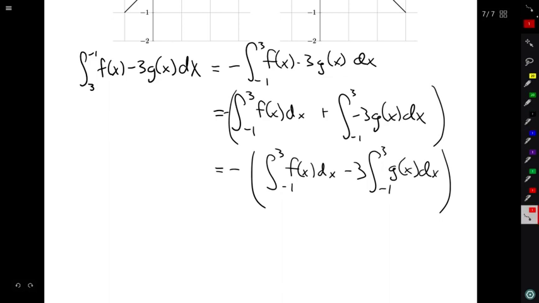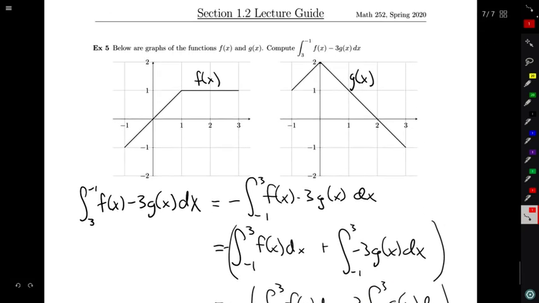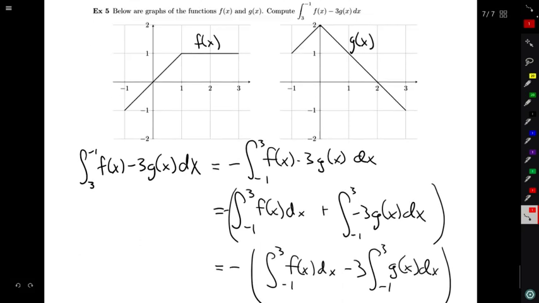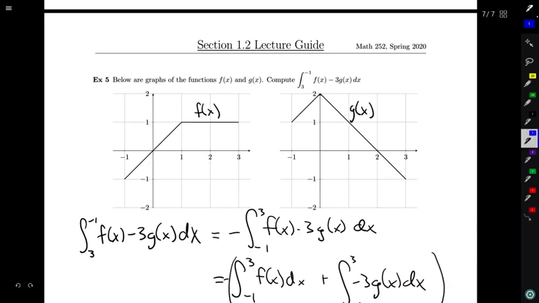So we've taken this problem that we didn't quite know how to do, where we have this integral of f minus 3g, and we've used our properties of integrals to reduce ourselves to the problem of integrating f and the problem of integrating g. And both of those are problems that we know how to solve because we can break things up into triangles and rectangles. So let's talk about the integral of f. We're integrating from minus 1 to 3. So we're going to have a couple of different regions here.